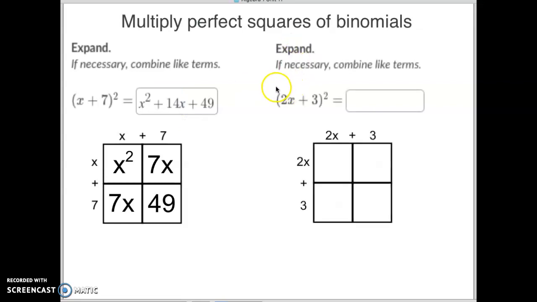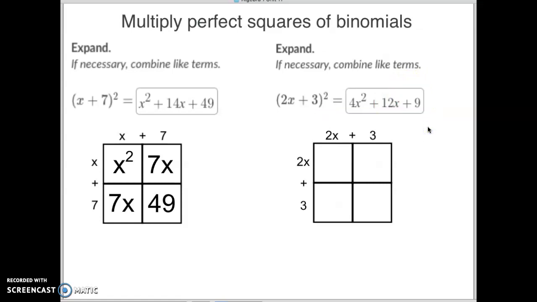So here you'll notice 2x times 2x would be 4x squared. So that's where the 4x squared comes from. For the middle term, 2x times 3 would be 6x. And then because there'd be two of those, this one here and this one here, we double that for the 12x. And then simply 3 times 3 would be 9, which is what this term is.